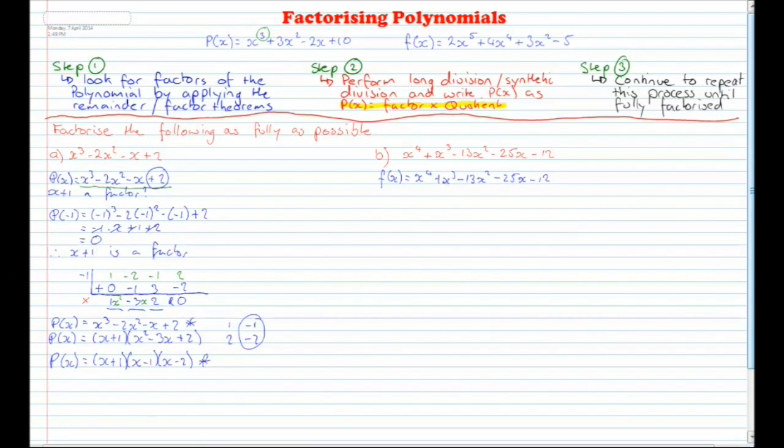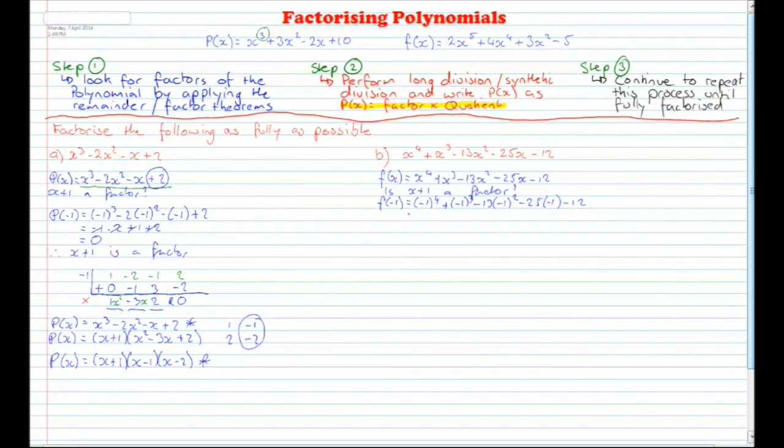Then what I need to do is look for factors of negative 12 so that I can use those in order to factorize it. Let's just say x plus 1, for example. Let's see if that's a factor. So, is x plus 1 a factor? To do that, I write f of negative 1 is equal to negative 1 to the power of 4 plus negative 1 to the power of 3 minus 13 times negative 1 squared minus 25 times negative 1 minus 12.